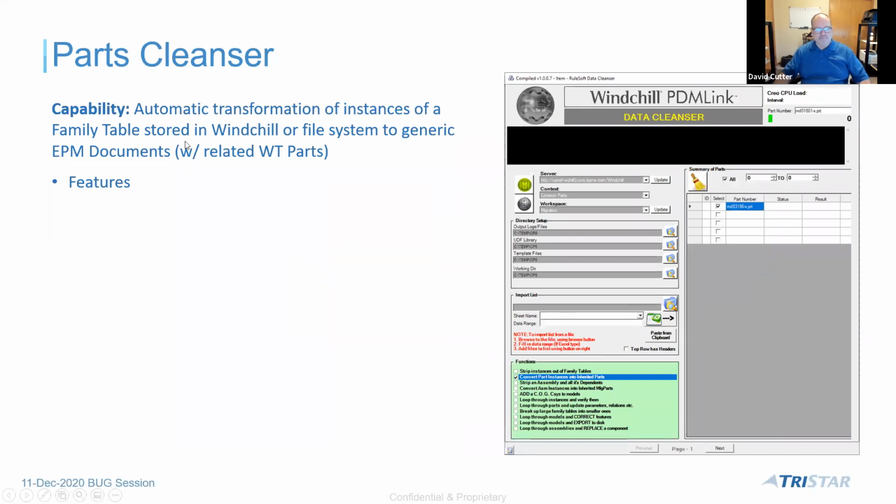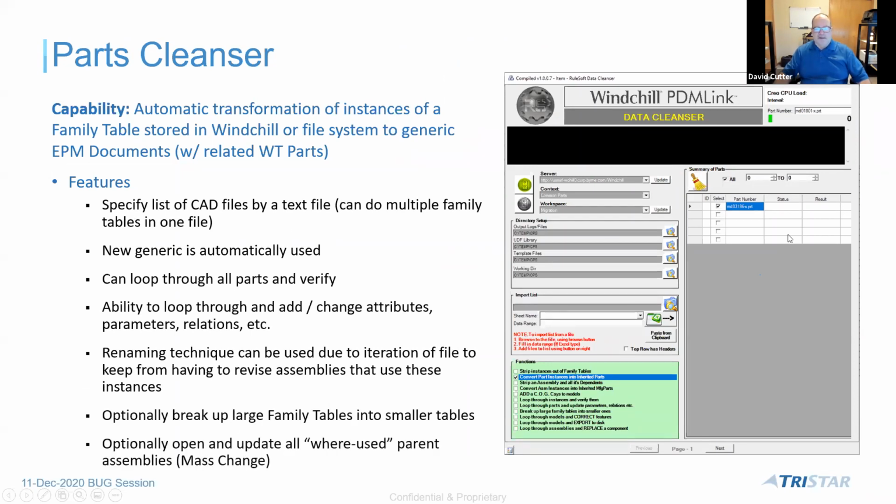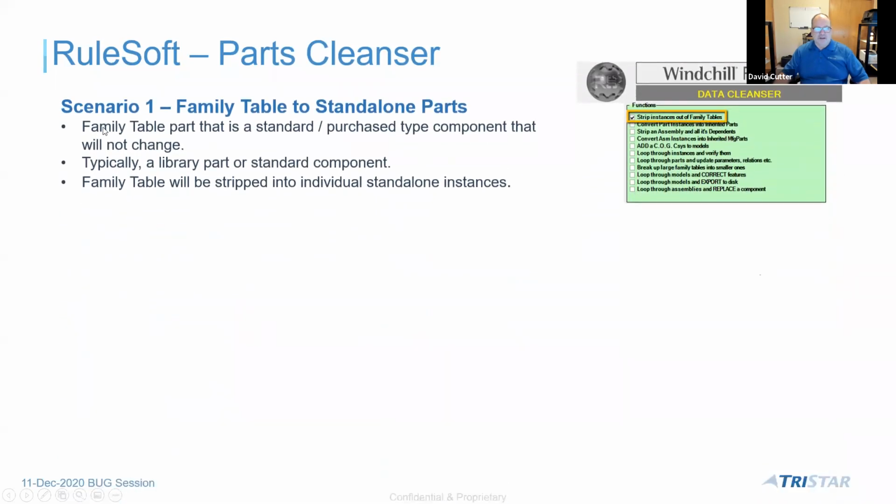So when you look at it, you'll see here we're going to have an activity where we're going to have a scenario 1 where the family table is going to go to standalone parts. All right, so the family table part is a standard purchased item, let's say like bolts or washers or capacitors or whatever, that have typically, historically, been on table drawings. And typically a library is used for those types of parts as an example. And family tables will be stripped into the individual instances.